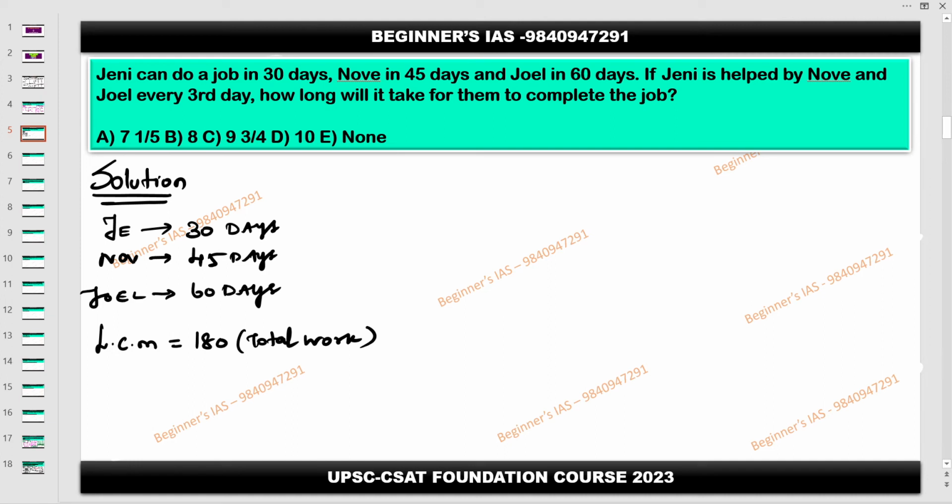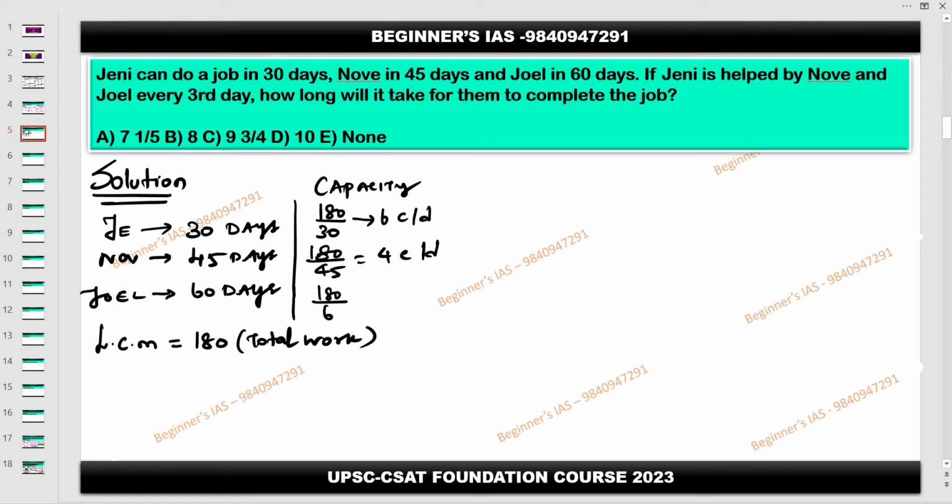After this, what is the capacity of Jenny? Capacity 6. The capacity is nothing but 180 by 30, so making 6 chairs per day. You can take some objects, chairs, chocolates, cakes, whatever. Now here 180 by 45, 4 chairs per day. Then here 180 by 60, therefore 3 chairs per day.